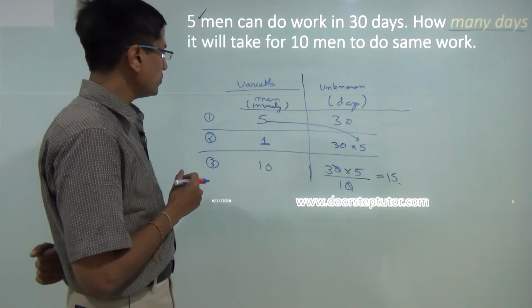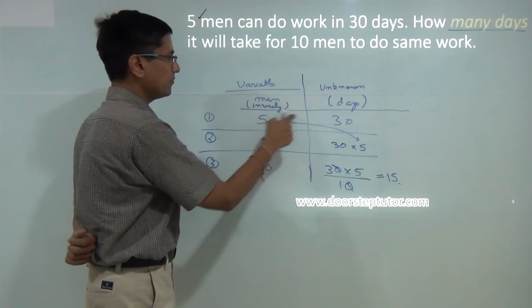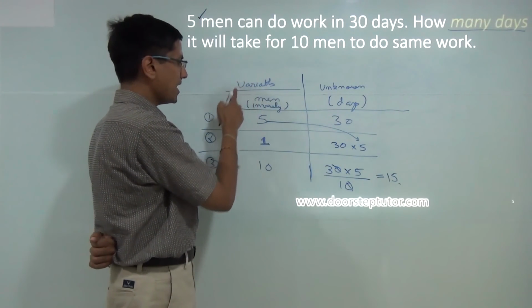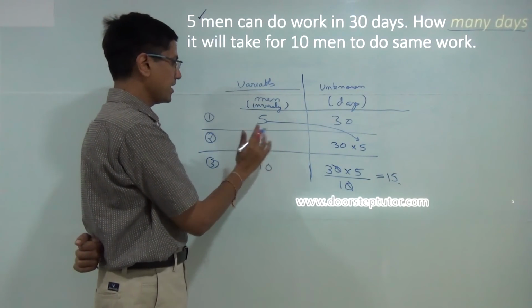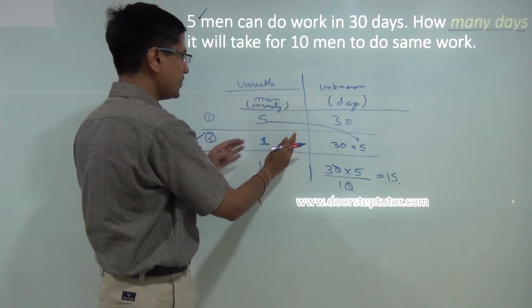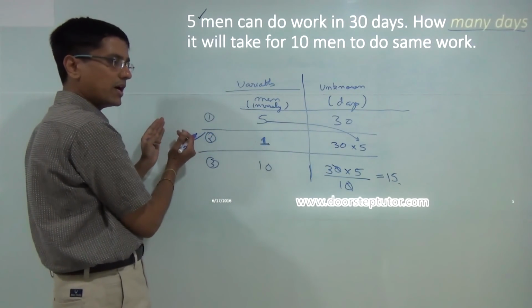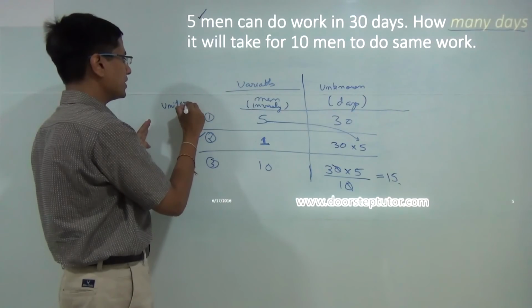Okay. So remember, there are 3 rows. The first row is what is given in the question. Unknown comes on this side. In the second row, I make everything on this side 1. And this is why, because everything in the second row, everything on this side becomes 1, this is known as the unitary method. That is why we call it the unitary method.